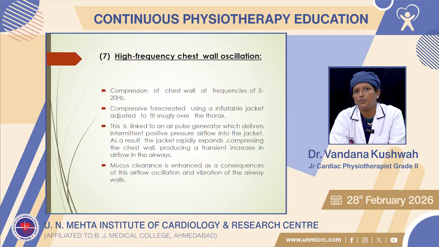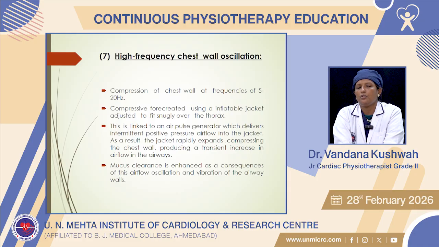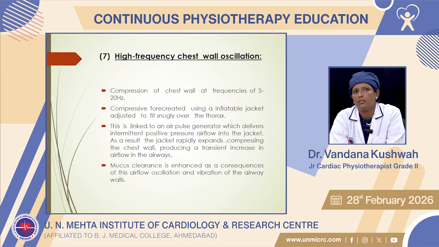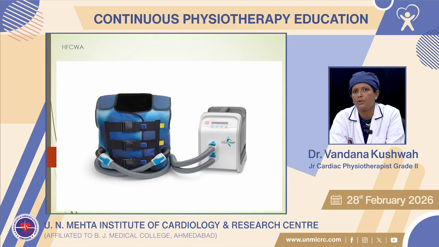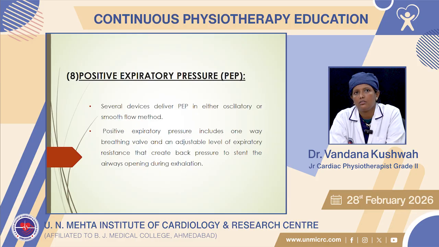Seventh is high frequency chest wall oscillation, in which compression of the chest wall is at a frequency of 5 to 20 Hz. Compressive force is added using an inflated jacket adjustable to the angle over the thorax. This is linked to an air pulse generator with elevated intermittent positive pressure airflow into the jacket. As a result, the jacket rapidly expands, compressing the chest wall and producing transient changes in the airflow in the airways. Mucus clearance is enhanced as a consequence of this airflow or oscillation and vibration of the airway walls. These are pictures of the jackets.